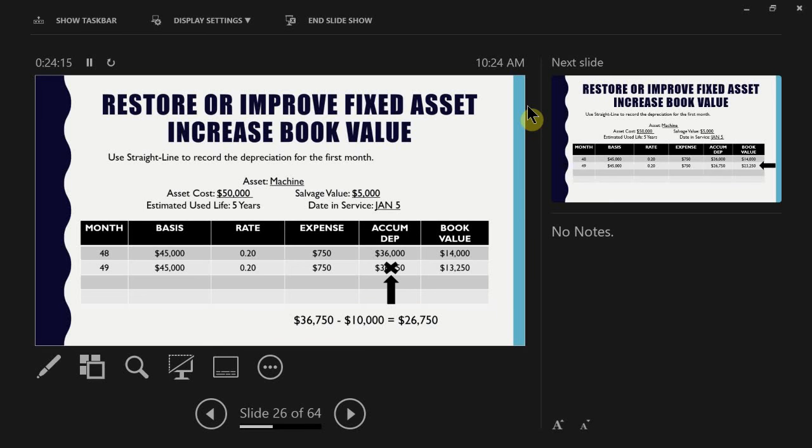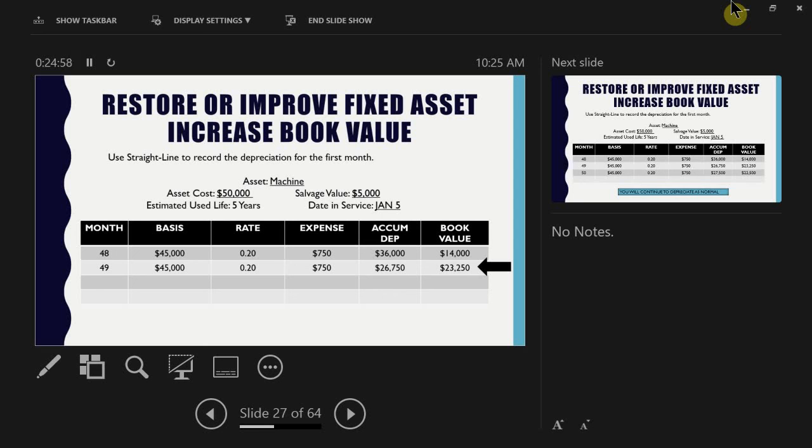So instead of recording it at 36,750, it's going to decrease it down to 26,750. All right. And of course, with chain reaction, right? If my accumulated depreciation is going to be 26,750, therefore, my book value also follows along and changes as well. Because the book value, right, in our formula is going to be your asset cost of $50,000 minus your accumulated depreciation of $26,750. Therefore, magically, my book value has also increased by $10,000.